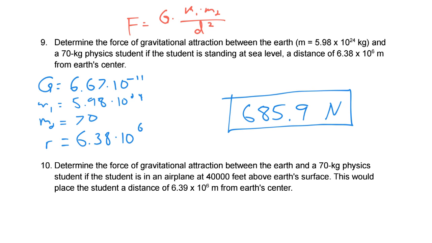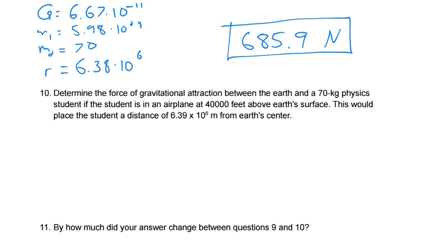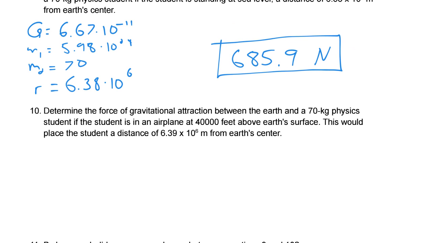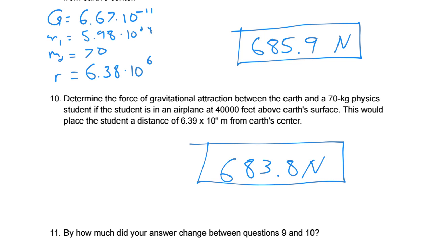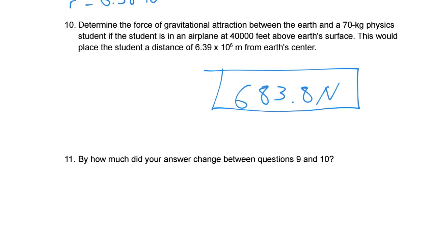All right, let's try that with the values in number 10, which just adjusts the radius by only 100. And let's see what we get. And I plugged in these numbers and I got 683.8 newtons. So very similar numbers, but going up in a plane caused us to experience about 2 newtons less of force. So that's your answer to number 11.